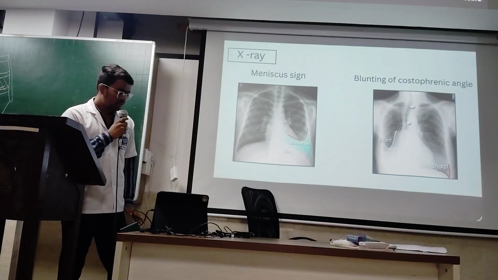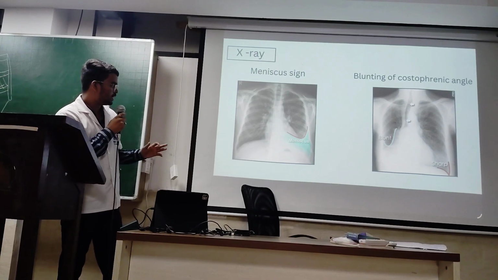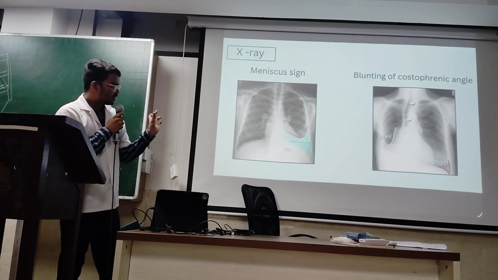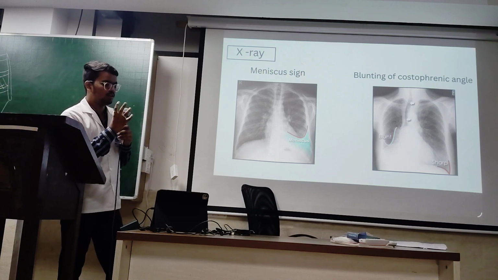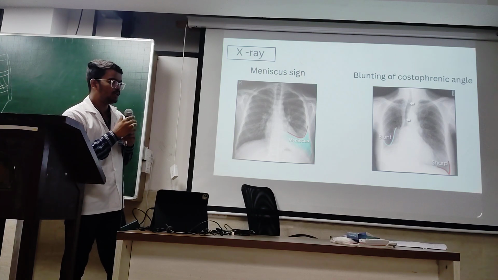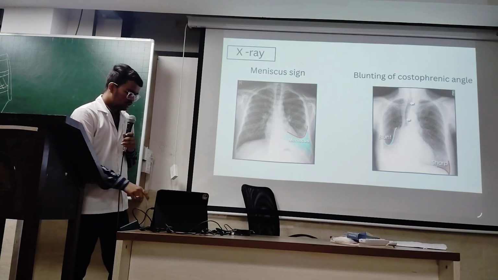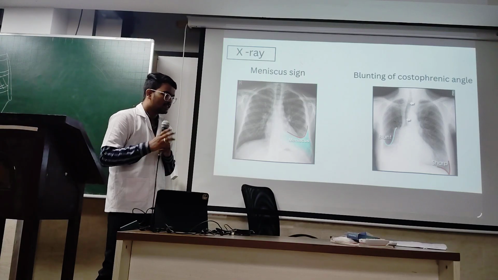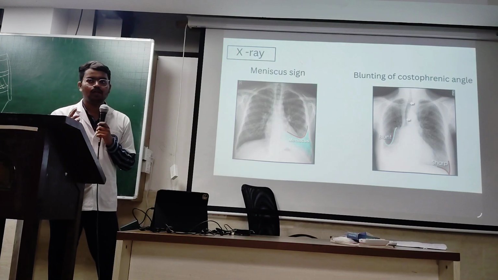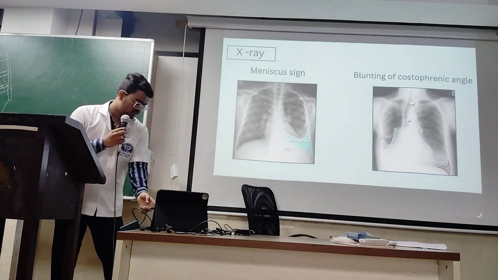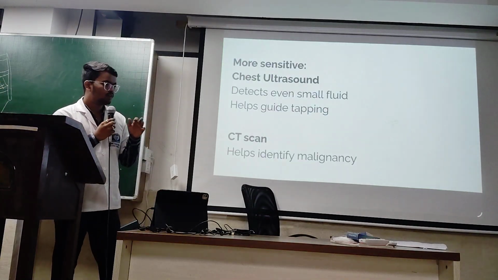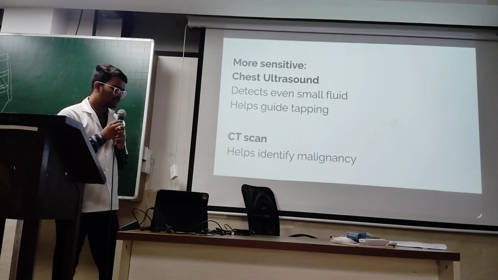Then we can see the meniscus sign. What is the meniscus sign? It is the concave surface at the upper margin of the pleural fluid, which is accumulated at the lower borders of the lung. Also in massive effusion, we can see a mediastinal shift. Then for further confirmation, we do the ultrasound.